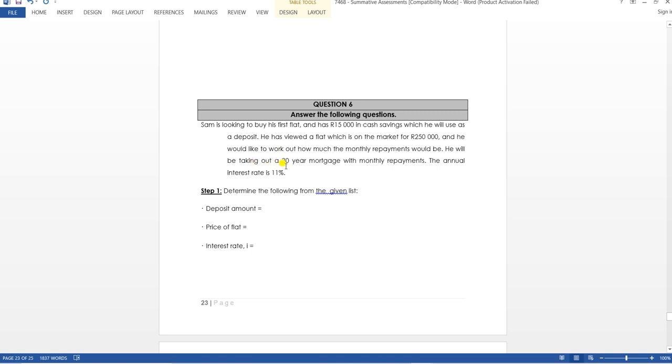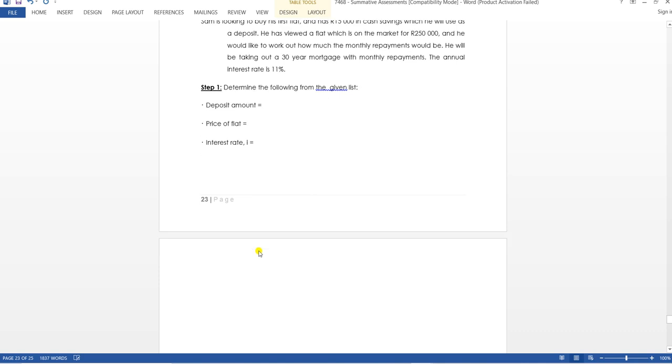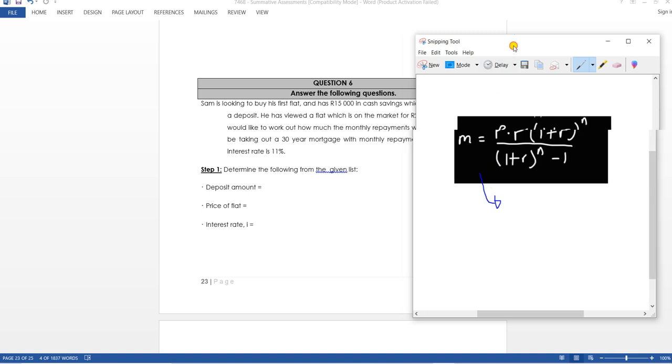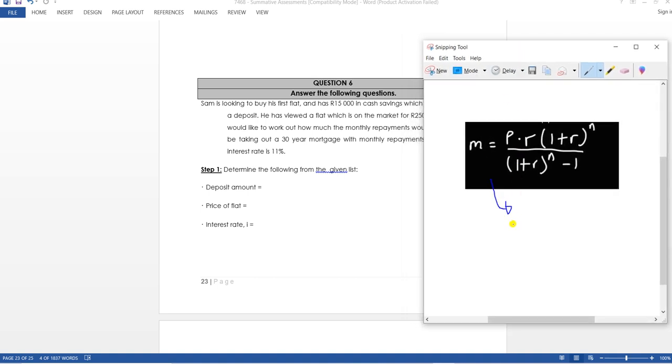So he will be taking out a 30-year mortgage with monthly installments. So the annual interest rate is 11%. You need to determine the following from the given list: the deposit amount, the price of the flat, and the interest rate. So in terms of calculating this, you have to use this formula for your mortgage with monthly repayments. So you'll use this formula in terms of calculating your monthly repayments.